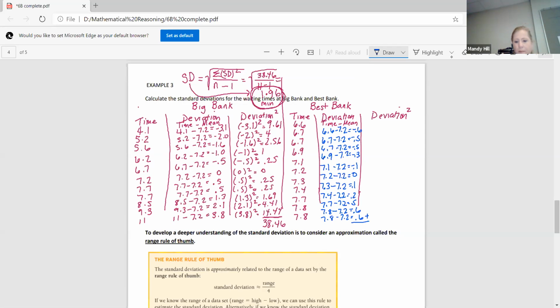And so we're going to come over here and we're going to square each one of the answers. So negative 0.6 squared. Now remember, when you square these, they're always going to be positive.